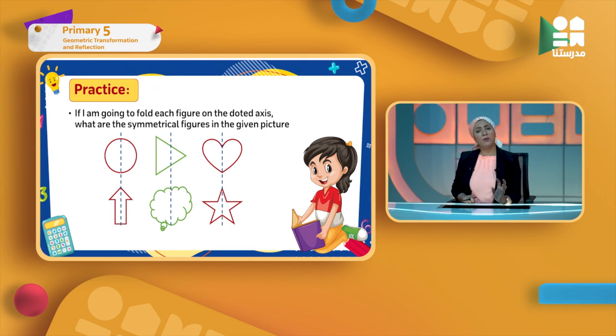So here we conclude that the red figures are symmetrical around these axes of symmetry, while the green figures are not symmetrical.